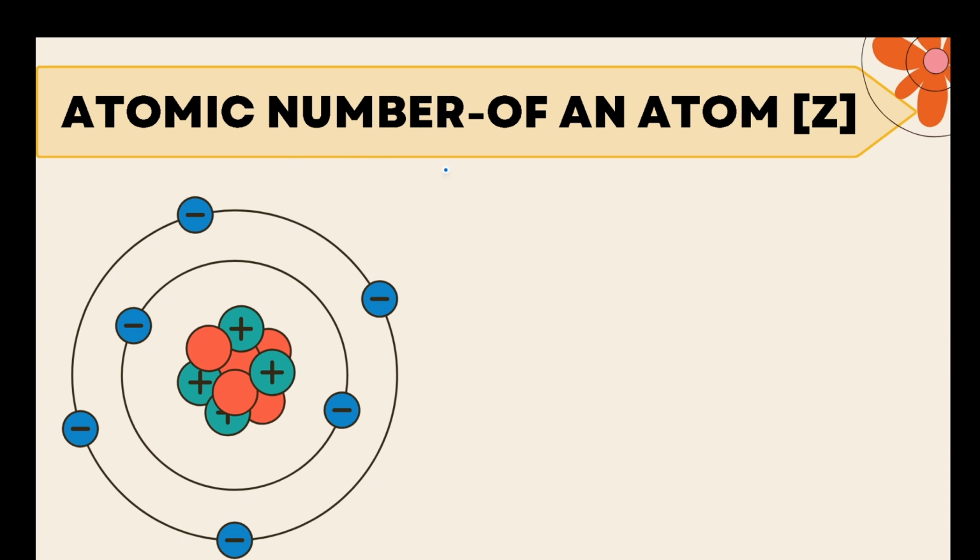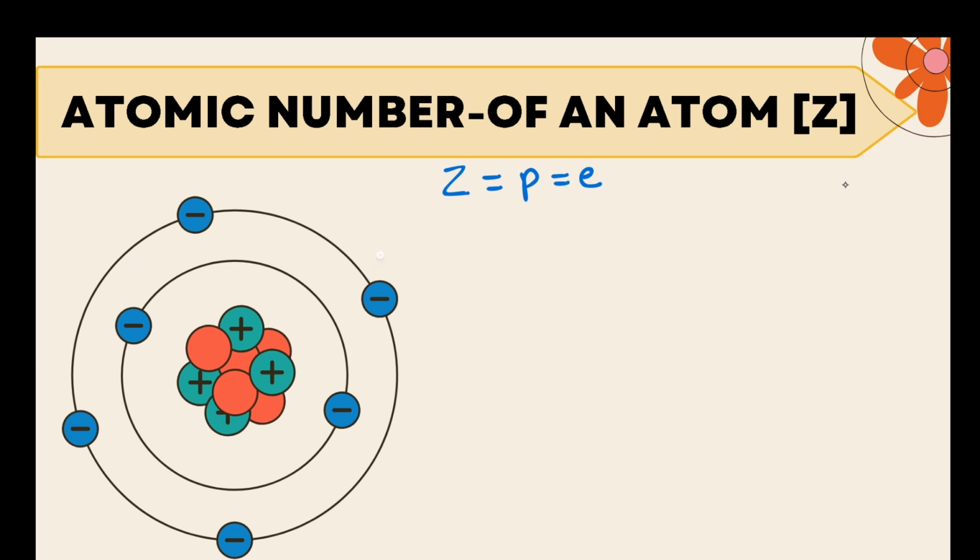Now coming on to the atomic number of an atom, of an element, it is represented by capital Z, and the relationship is Z = P = E, where P is the number of protons and E is the number of electrons. So what is the atomic number of an atom? It is the number of protons in the atom of an element, and because atoms are electrically neutral, we say the number of protons is equal to the number of electrons.